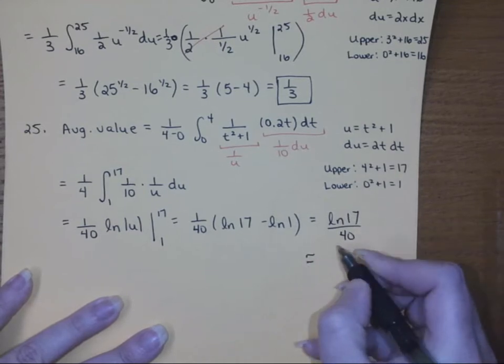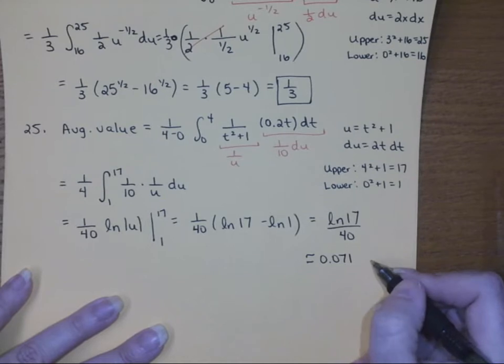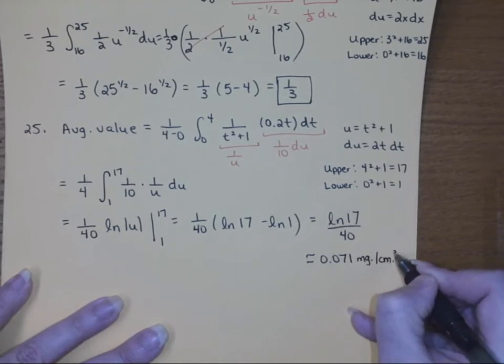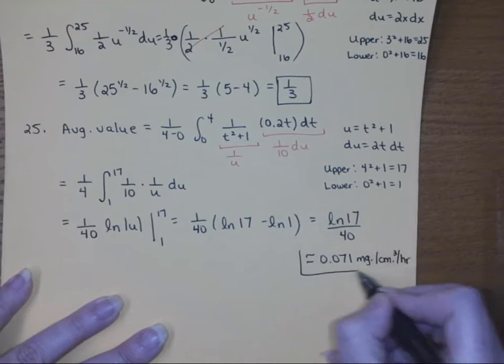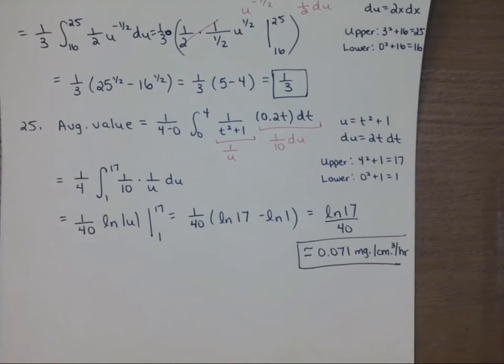But for this problem, it probably makes sense to go ahead and put it in a decimal form. So it would be 0.071 milligrams per centimeter cubed per hour. Okay, now the measurement, you just need to read the problem. Notice the concentration is milligrams per centimeter cubed, and because we're doing an average rate per hour, that's why we added the per hour there.